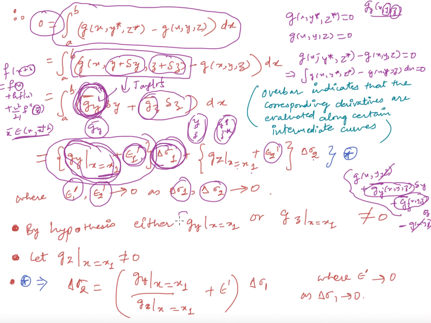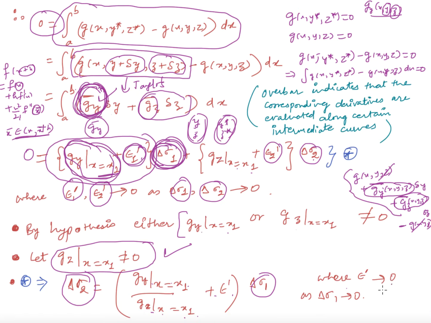Now in the theorem, this is the hypothesis that gy at x is equal to x1 and gz at x is equal to x1 simultaneously cannot both be 0, right? So suppose gz is not equal to 0; you can assume otherwise also. Then from here I can compute delta sigma 2 in terms of delta sigma 1. How? I can just manipulate and take the terms to the other side. I get delta sigma 2 in terms of delta sigma 1, which is equal to gy at x is equal to x1 upon gz at x is equal to x1 plus epsilon dash, where epsilon dash goes to 0 as delta sigma 1 goes to 0.